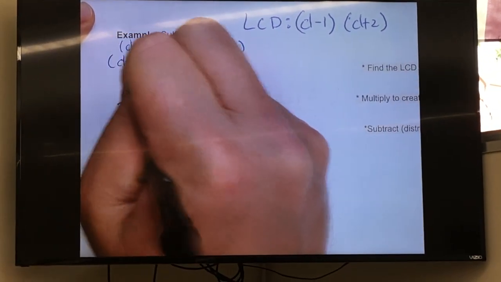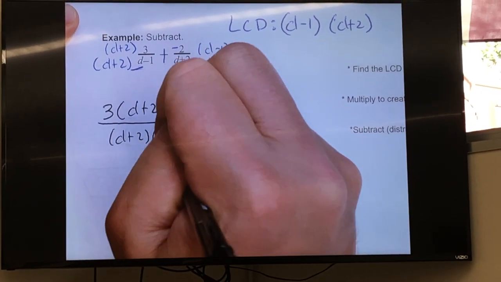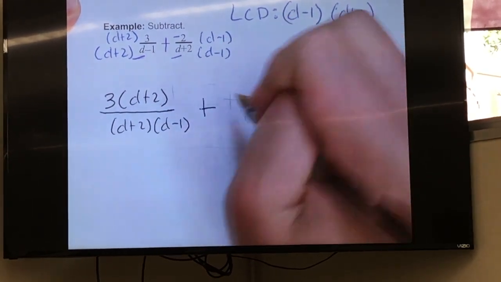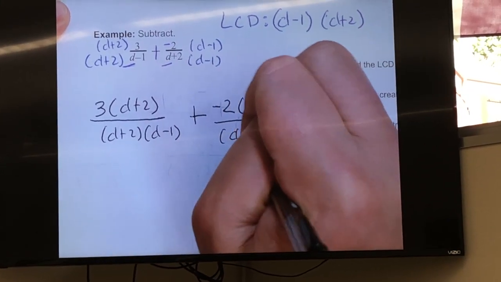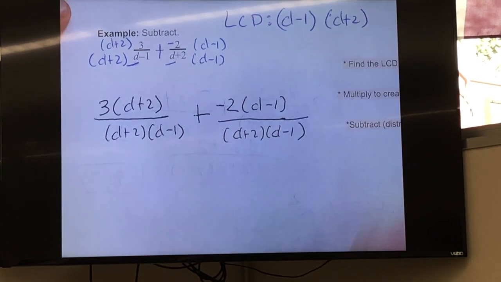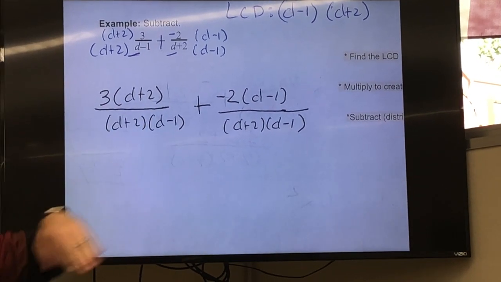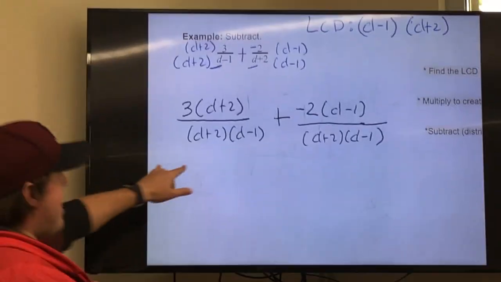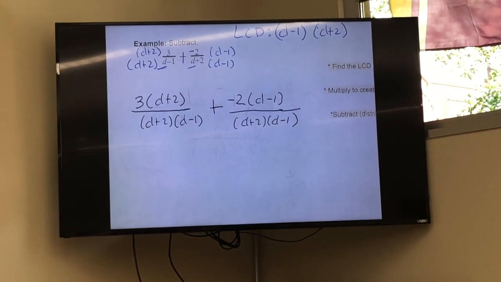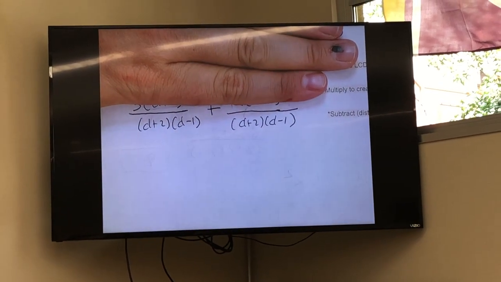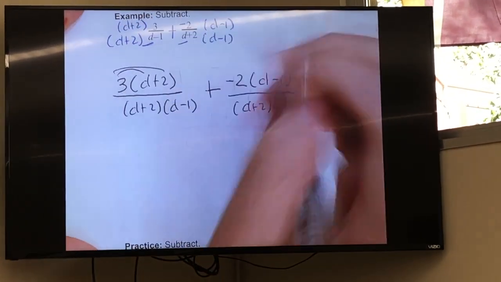So we have 3 times d plus 2 over d plus 2, d minus 1, plus a negative 2 times a d minus 1 over a d plus 2 over a d minus 1. All right, me and Miss May would like to tell you, a lot of the times on the top, you're going to either distribute or FOIL, but on the bottom, we always want you to keep it factored, because sometimes you might be able to cancel at the end. So never, never, never on the bottom, re-FOIL that back together, okay? Leave that broken apart.